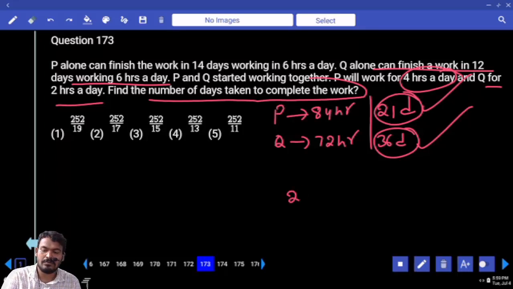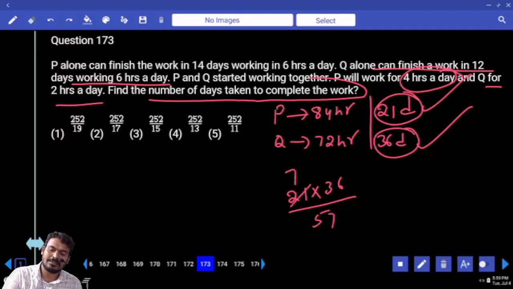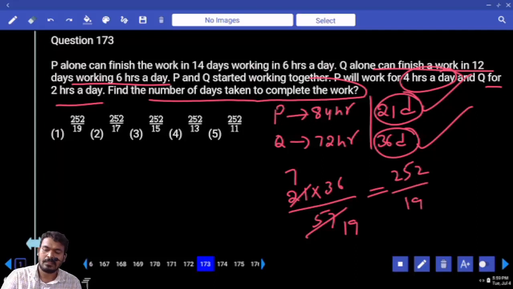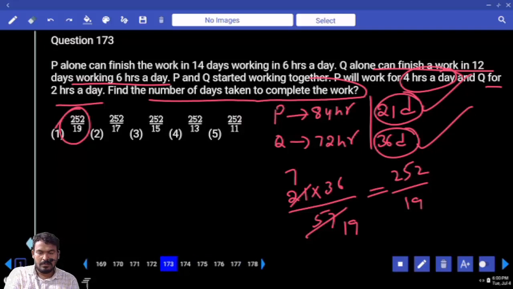One will be 21, another one 36. 21 plus 36 means 57. Numerator 3 times 7, denominator 19. 7 into 36 means 252. Divide by 19. Which option? First one. First hours, after that again days.